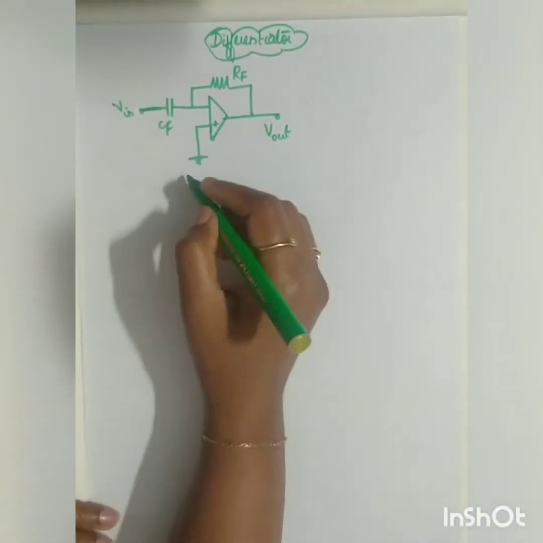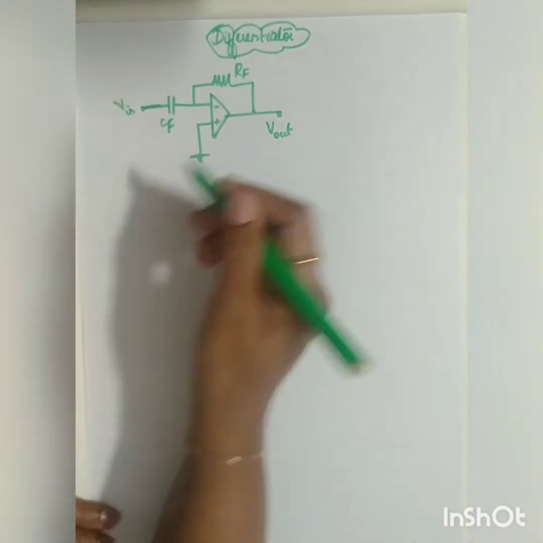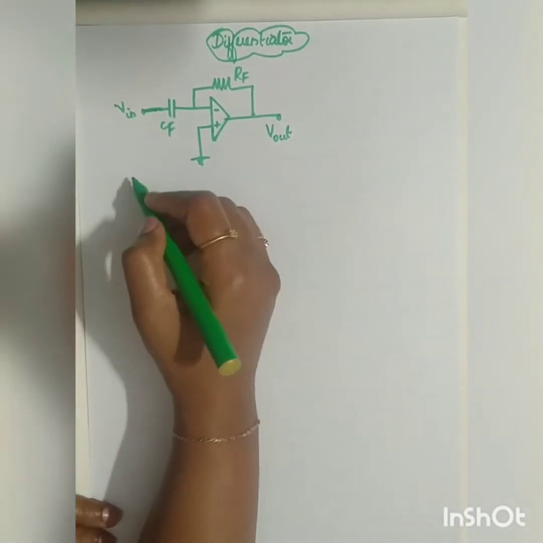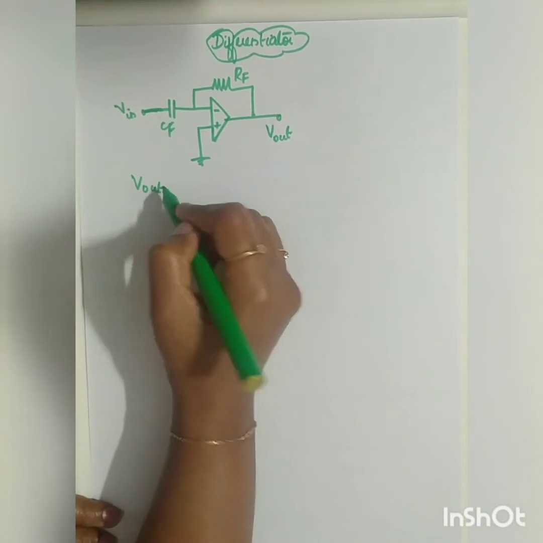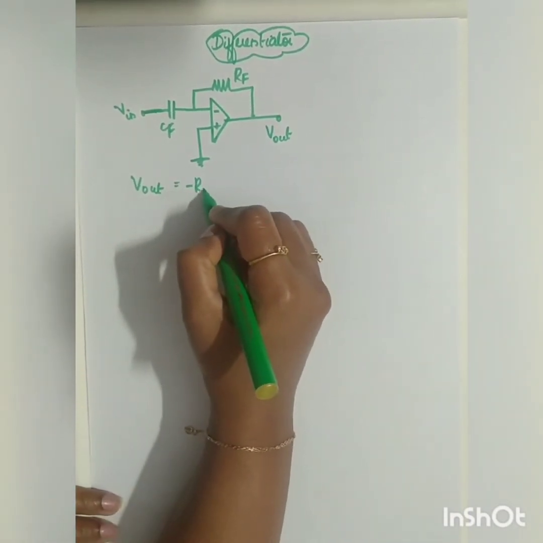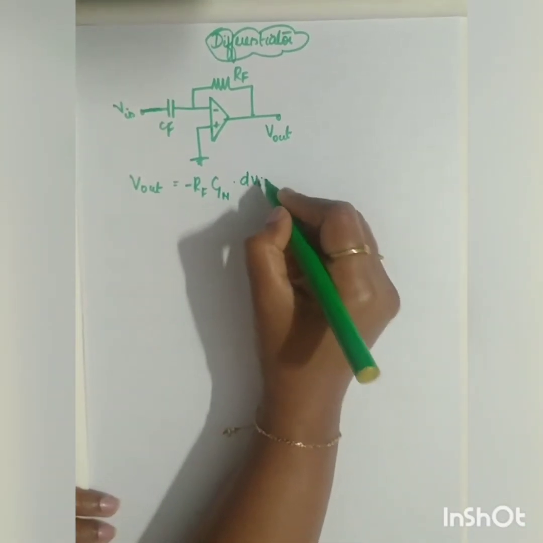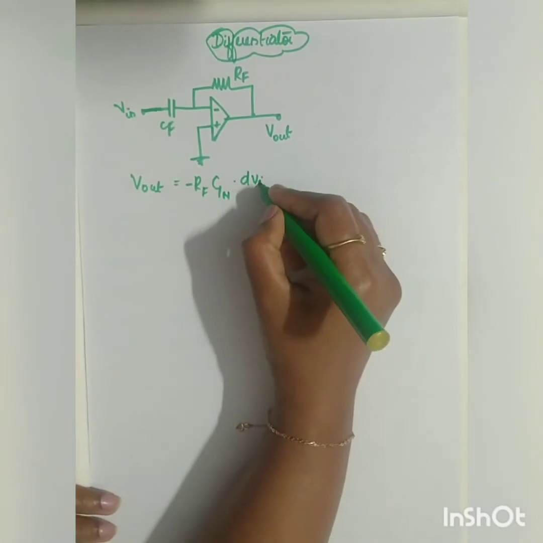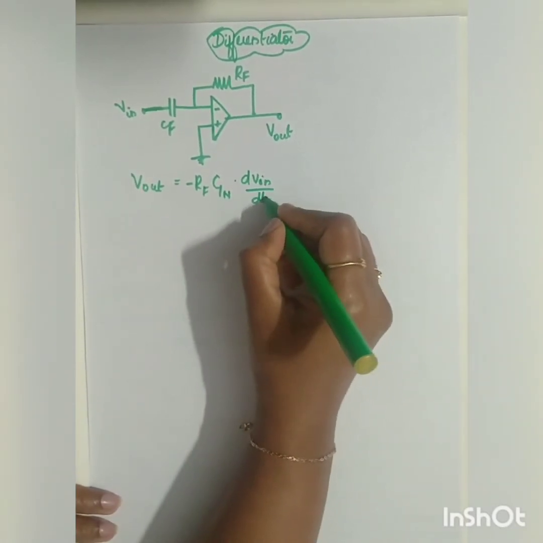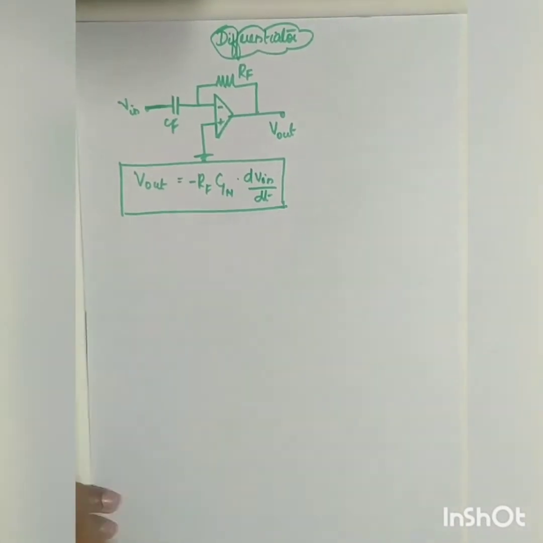Same concept. So here your final equation is given by V out is equal to minus RF into C in into dV in divided by dt. So this is your equation which you have to study.